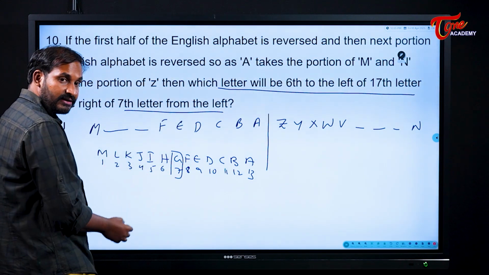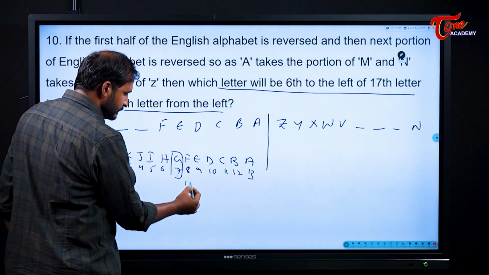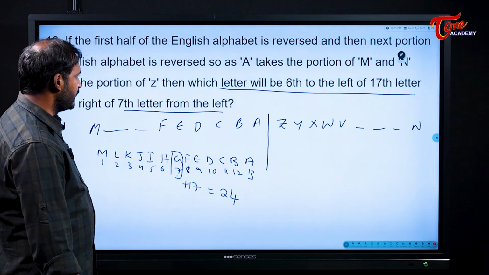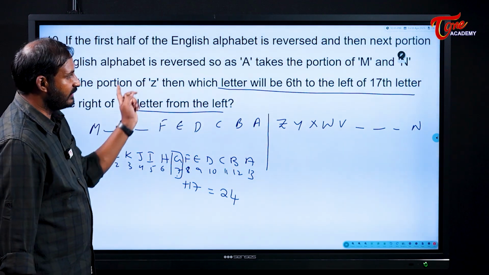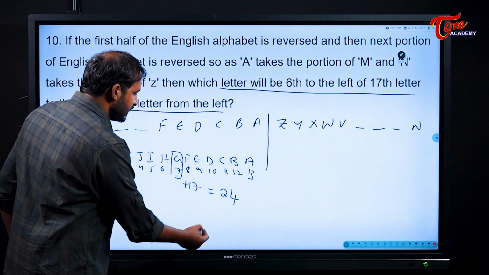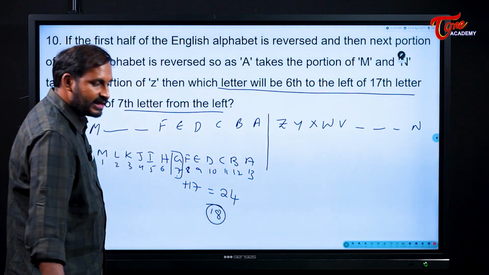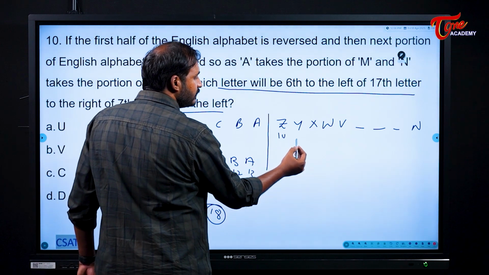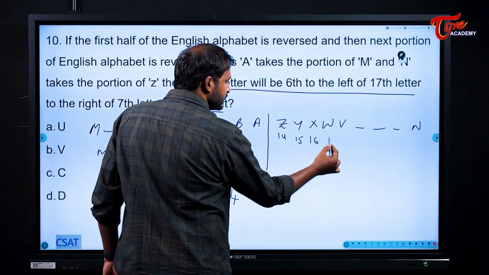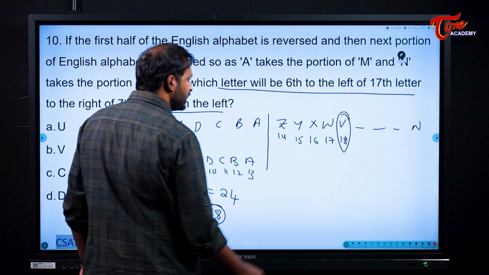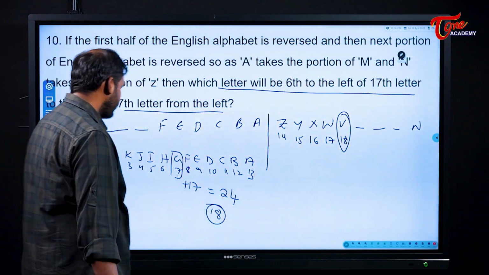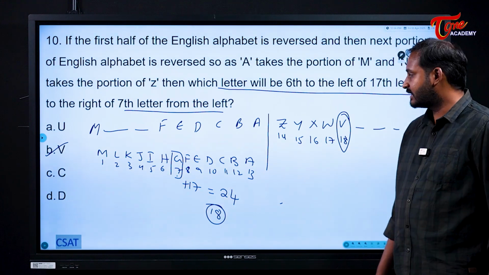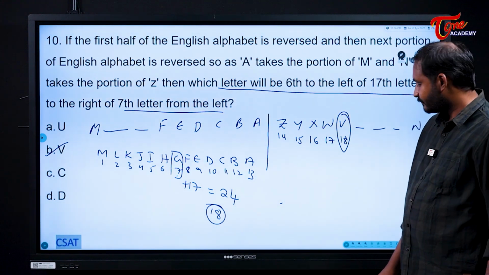17th to the right. What does the 17th to its right mean? Plus 17. Plus 17 means it will become 24. Next, 6th to the left. That means minus 6. What does it become? 18th. What is the 18th alphabet? Z will become 14, Y will become 15, 16, 17, and the 18th alphabet is what for us here? V. V will be the answer for us in this case. Our answer here is option V. Next one.